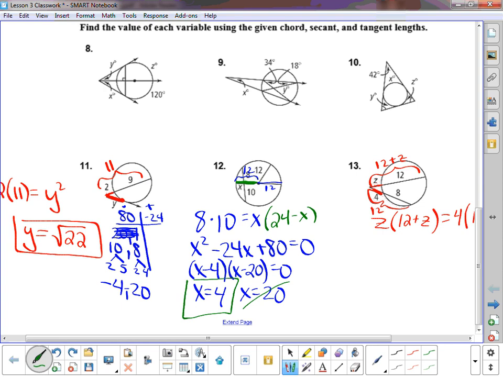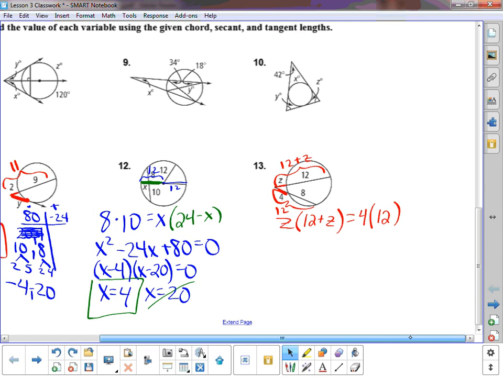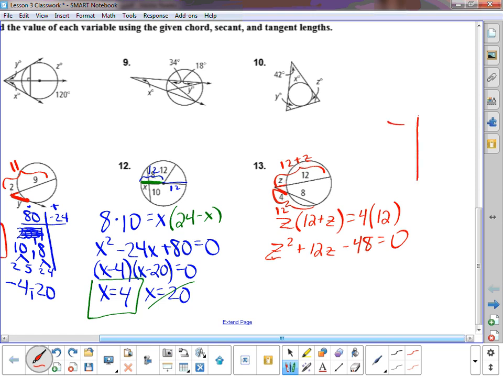Alright, now with 13, when we multiply this all out, we should have gotten z squared plus 12z minus 48 equals 0. Are we good with that? Did I have my signs right? Now, if I look at my factors for negative 48, what's the first thing you think of for 48? 12 and 4. I was going 6 and 8, but that's okay. We'll do 12 and 4.